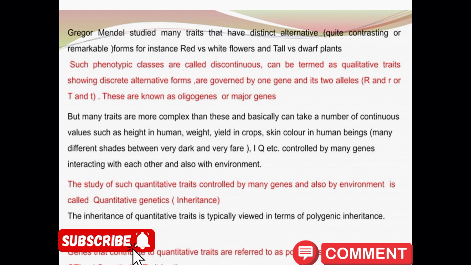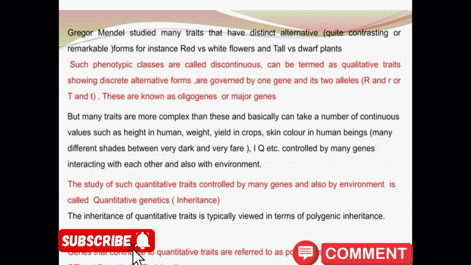But many traits are more complex than these and can take a number of continuous values, such as height in humans, weight in humans, yield in crops, skin color in human beings with many different shades between very dark and very fair, as well as intelligence quotient, etc. These are controlled by many genes interacting with each other and also with the environment. As we know, genes always interact with the environment to produce the phenotype. So the study of such quantitative traits controlled by many genes and also by the environment is called quantitative genetics or quantitative inheritance.